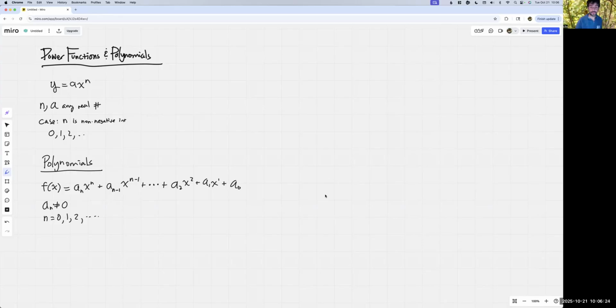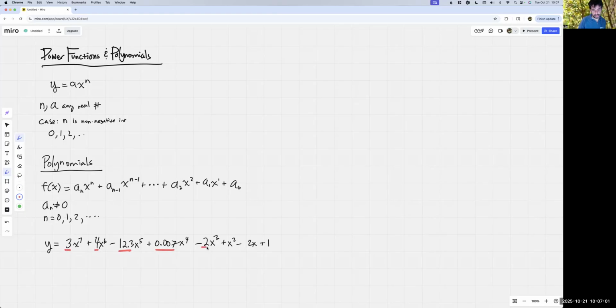So what this is saying, let's just do a couple of examples, is we might have something like this: 3x to the 7th plus 4x to the 6th minus 12.3x to the 5th plus 0.007x to the 4th minus 2x cubed plus x squared minus 2x plus 1. Right? There's an example of a polynomial. These constants are what we call the a sub n. There's secretly a 1 here that we're not seeing.